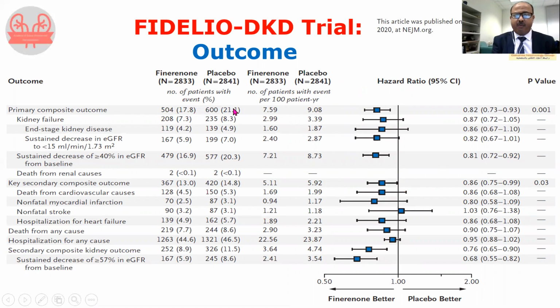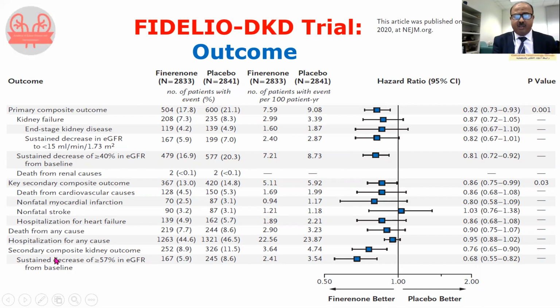This means we have a 4% reduction, and this is a significant reduction in favor of the use of Finerenone for reducing the primary composite renal outcome. And these are for kidney failure, end-stage kidney disease and need of dialysis. This is insignificant. Sustained decrease of more than or equal to 40% in estimated GFR from the baseline was significantly reduced in the Finerenone treatment group. So this means that adding Finerenone was associated with reduction of progression of CKD.